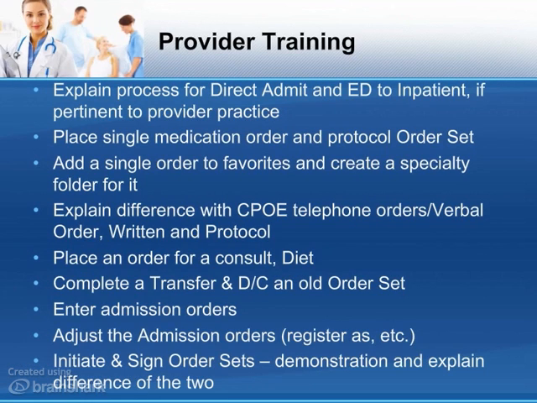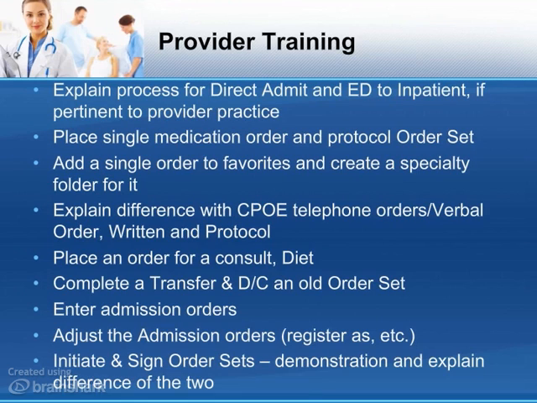A few things you need to focus on when you're training your providers is the exact process now when you're doing a direct admit or taking an ED patient to inpatient. How is that process going to work? If they want to place a single medication order, how do they do that? If it's a protocol order set, how do they do that? How do they add items to their favorites list? What are all the different order sources and what do they mean? How do I place an order for a consult or a diet? What if I'm transferring a patient or discharging one? What happens? How do I do that?